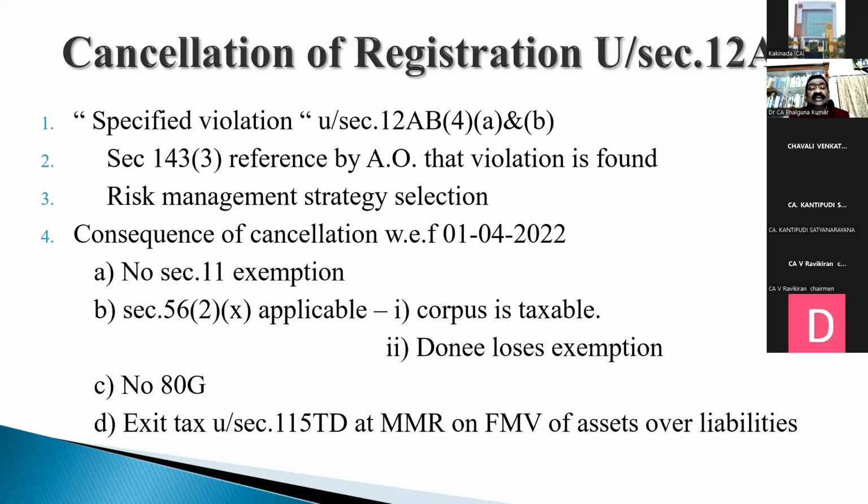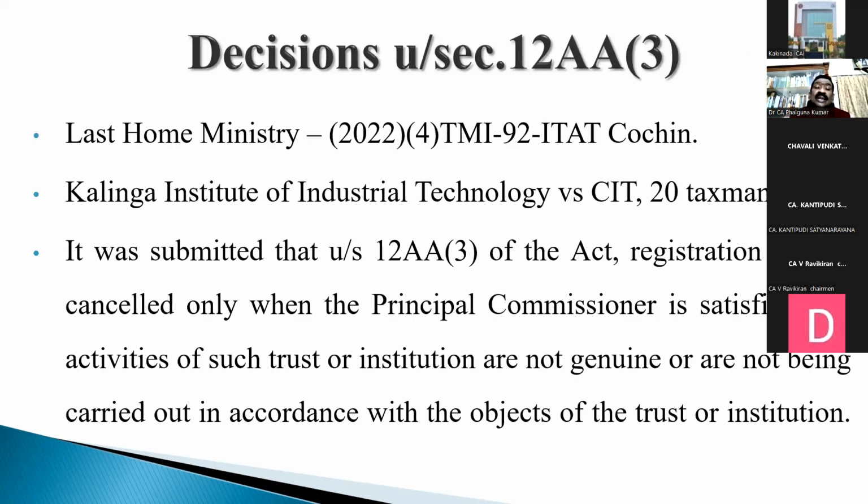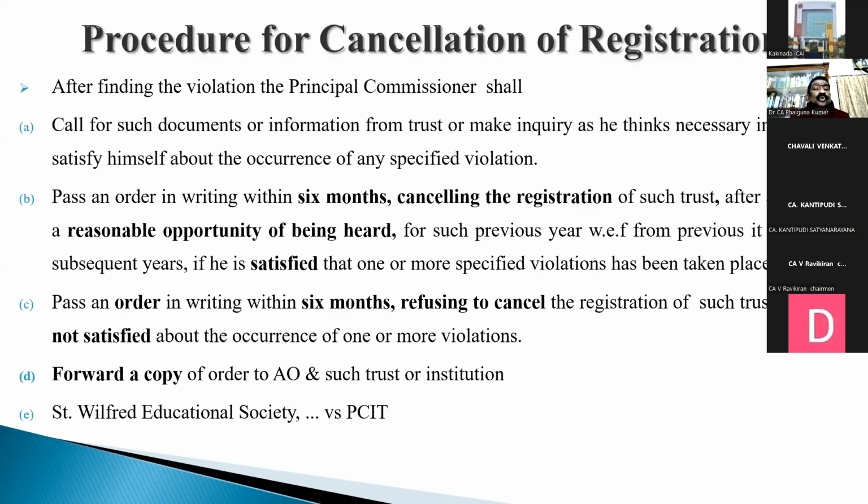So cancellation can be done if there is a specified violation, or if the AO refers that violation to the commissioner, or the risk management strategy computer selects that there is a specified violation. So earlier under 12AA(3), when it could be cancelled, cancellation being a penal provision, fresh evidence, fresh argument, what you could not produce before the assessing officer to support your case, you can produce before the commissioner once again. So if it is a small mistake, subsequent to cancellation also, you can apply for re-registration because you have already paid the taxes. Again, the same trust, same thing can be done.